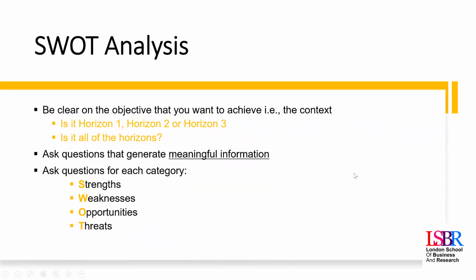But what I want you to do is, as I say already, be clear. Are you looking at Horizon 1, Horizon 2, Horizon 3, or are you looking at all three horizons? My personal advice, be clear, choose one area and focus on it. If you try and do all three, it will get you confused. And often, based on my experience of marking student assignments, that's where you lose most of the marks.